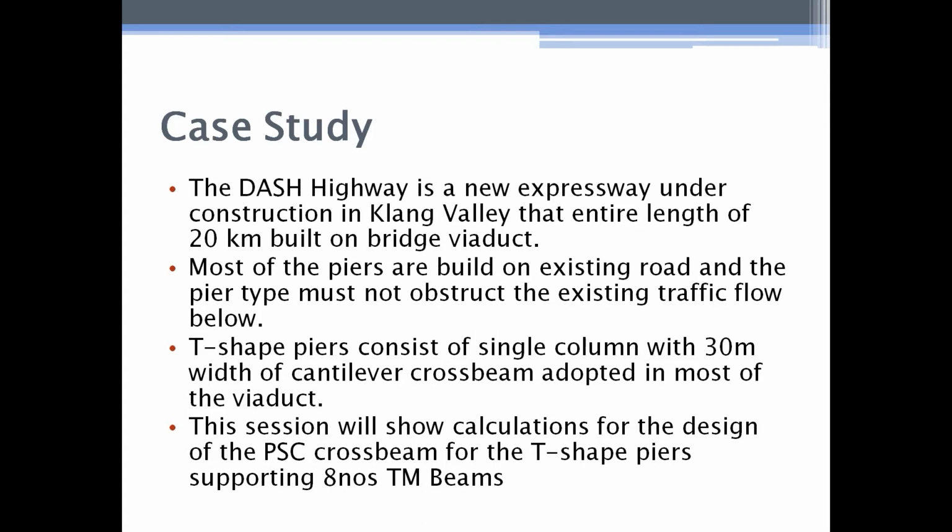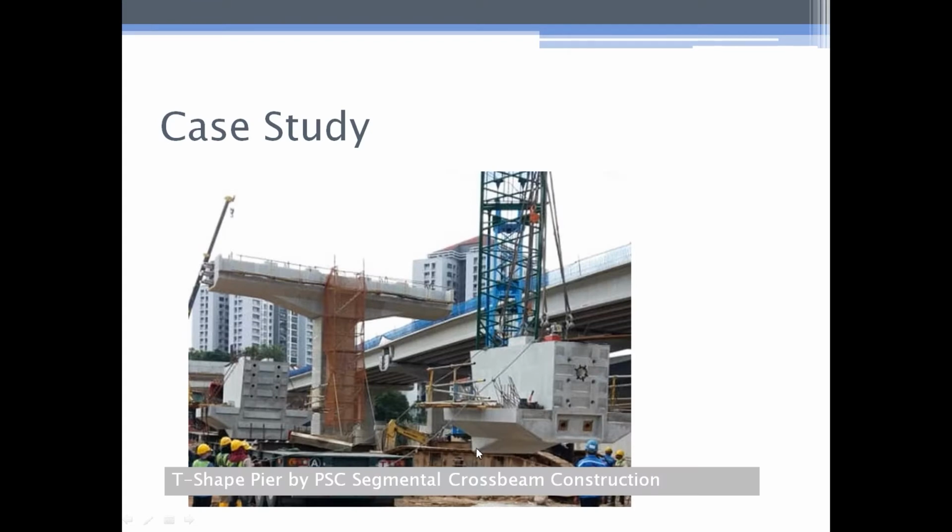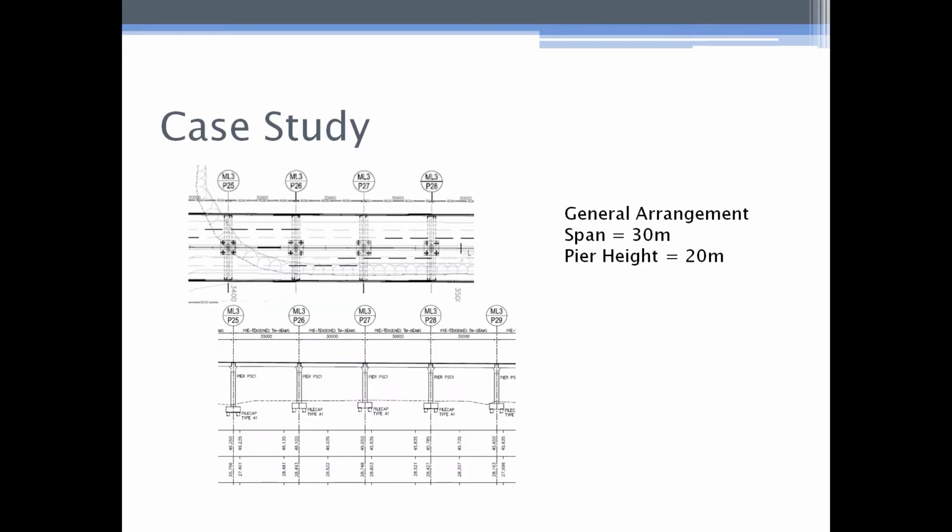T-shaped piers consist of a single column with a 30 meter wide cantilever cross beam, adopted in most of the viaduct. In this session I will show the preparation for the design of the PSC cross beam for the T-shaped piers supporting a number of T beams. Showing here is the construction of the PSC segmental cross beam that is currently ongoing, and some have been finished.